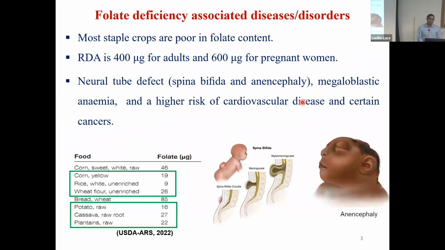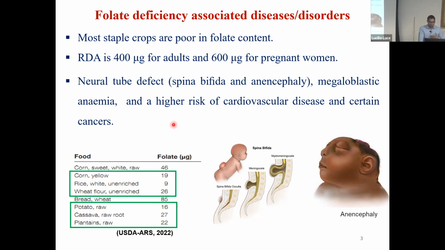So why is folate important? Most of the staple foods are very poor in folate, as you can see here: corn, rice, wheat, potato, and cassava. They are very, very low in folate. Therefore, folate deficiency is a worldwide health problem which affects millions of people. The recommended dietary allowance is 400 for adults and 600 for pregnant women.